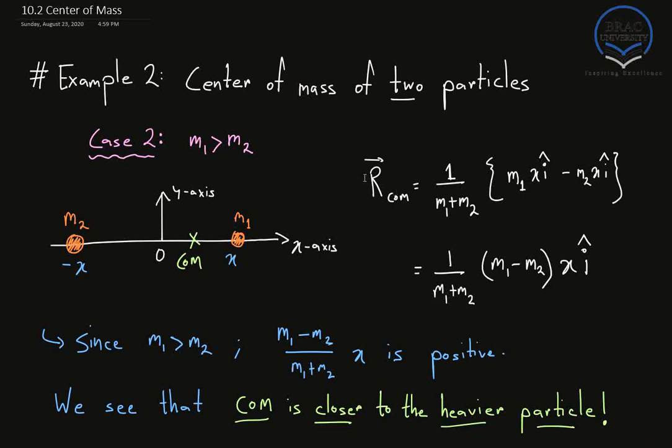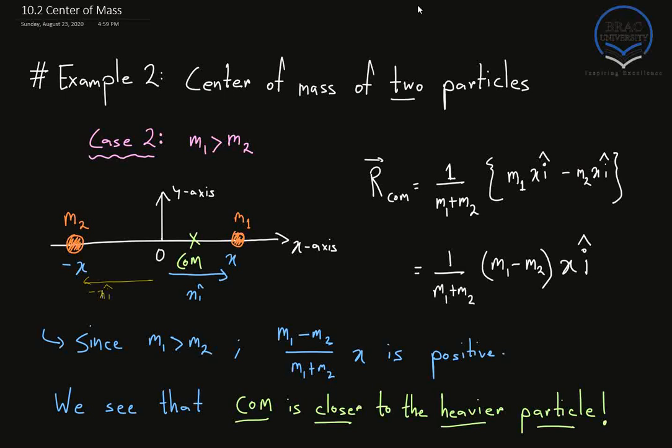So by definition, the position vector of the center of mass is given by 1 by m1 plus m2, and then you have m1 times the position vector of the m1 particle, which is x i hat, plus m2 times the position vector of the m2 particle, which is minus x i hat, right? So just to be clear, it's these vectors. You have this vector x i hat, and then again you have this vector, which is minus x i hat.